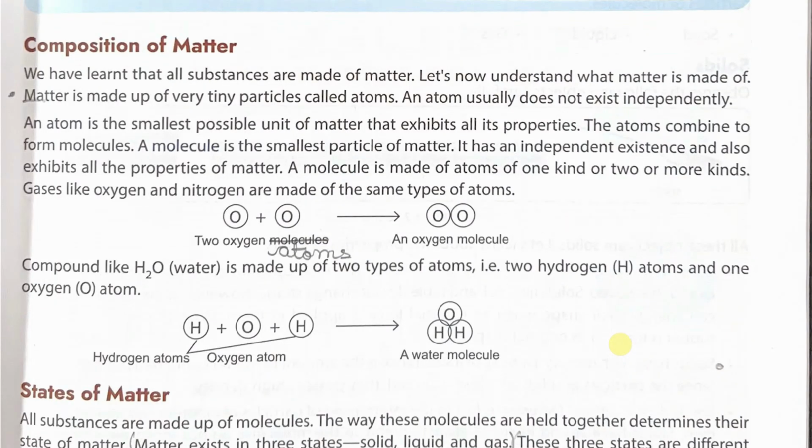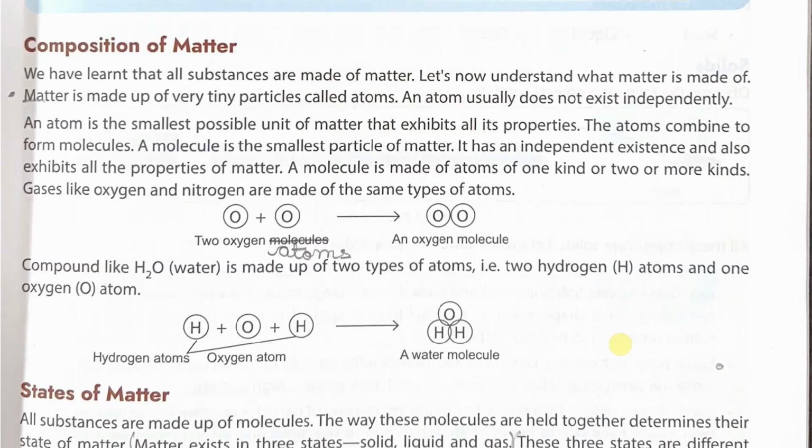The atoms combine to form molecules. A molecule is the smallest particle of matter. It has an independent existence and also exhibits all the properties of matter. A molecule is made of atoms of one kind or two or more kinds.